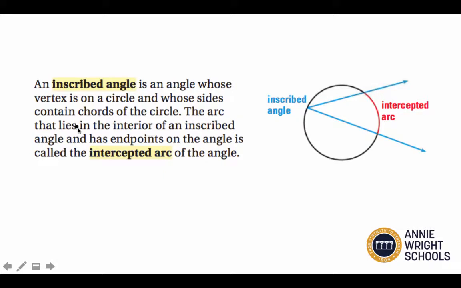Geometry students, there is a lot of information in this video, two lessons again, but I trust you. I think you can do it. So let's take a look. We're going to start with a new definition.